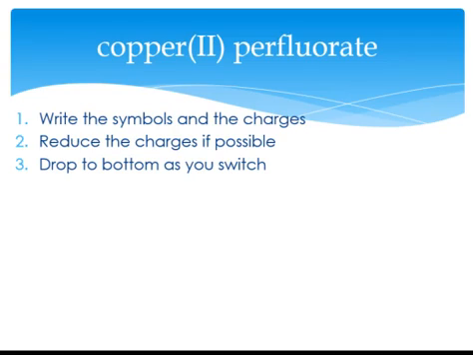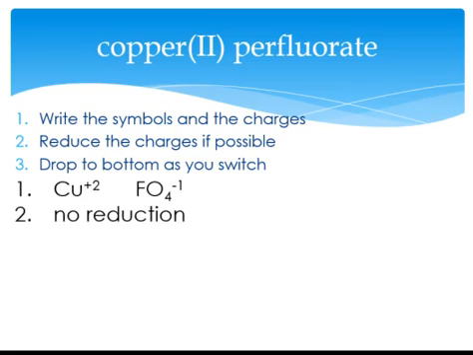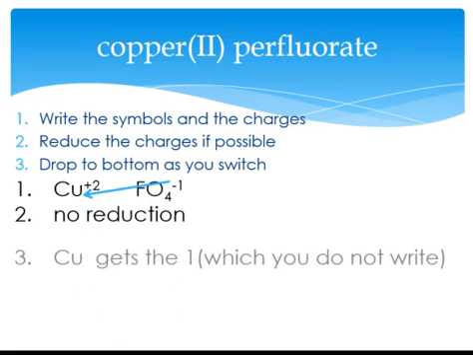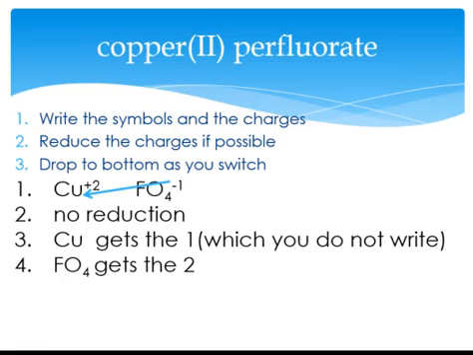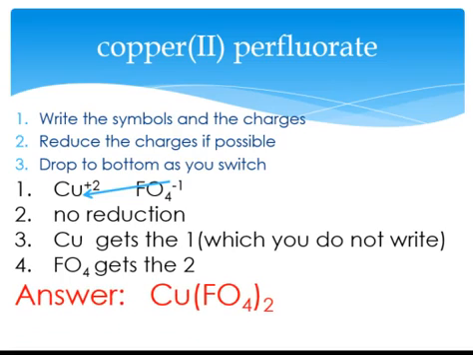So here's the question. Copper, Roman numeral 2, perfluorate. First step, symbols and charges. Second step, reduce if possible. Third step, switch to subscripts. Pause the video and come back for your solution. So copper is +2, fluorate is -1. That's not reducible. Switch to subscripts. Copper gets the 1, which you don't write, and the perfluorate gets the 2, which has to be on the outside of parentheses.